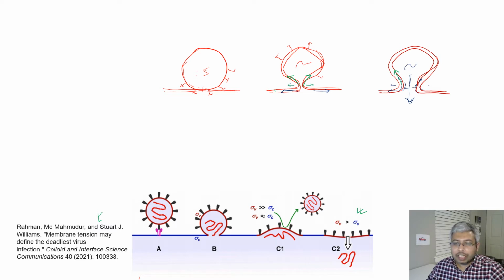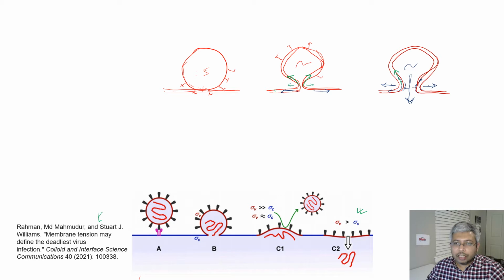But if the cell membrane tension and virus membrane tension are the same, in that case it will continue to grow like this, because there is no pulling force in the virus membrane. In that case, this will happen. So the virus RNA will reside next to the cell membrane.